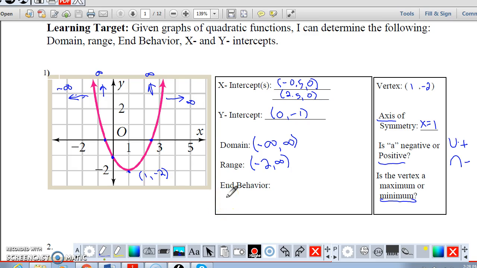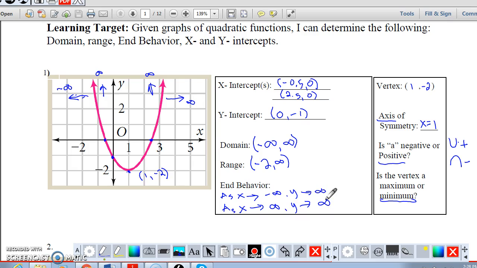Now, end behavior. We have two ends. Let's set this one up as x approaches. For this part right here, as x approaches negative infinity, y approaches positive infinity. So this is for this end. Now, for this end, as x approaches positive infinity, y also approaches positive infinity. This arrow here means approaches.